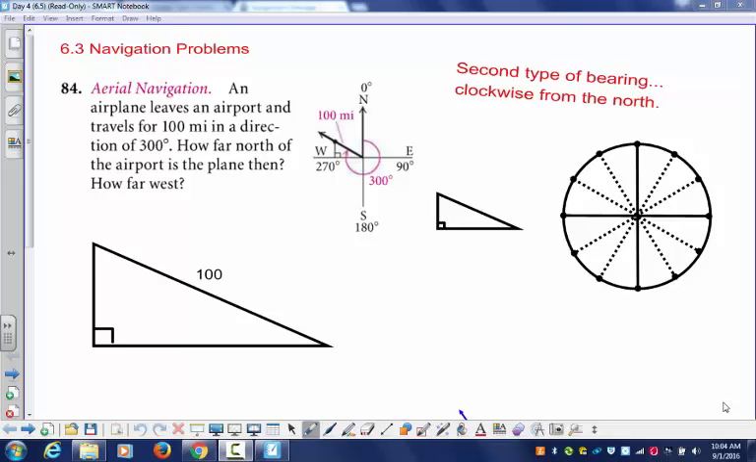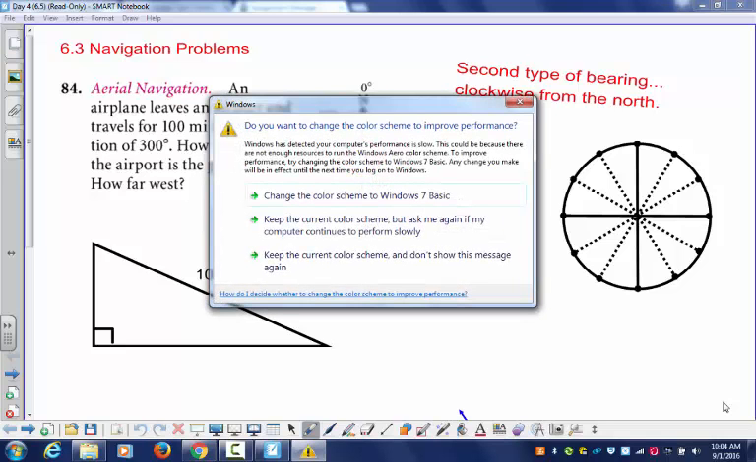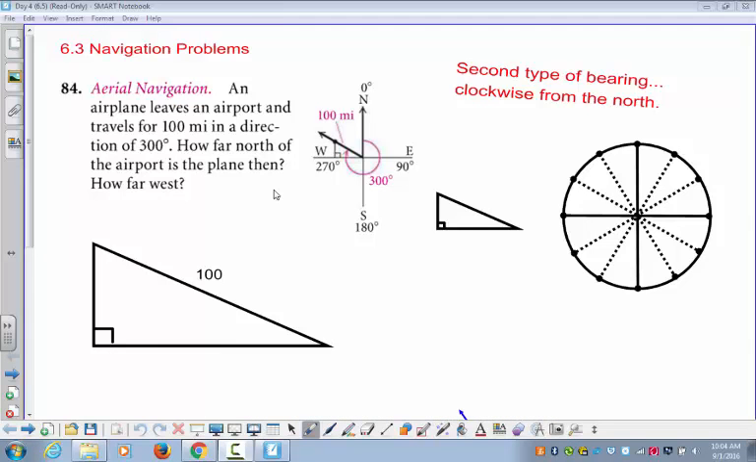So the only time we don't rotate counterclockwise from the positive x is if we're dealing with a navigation type of problem. And it will be obvious when we're dealing with one of those problems. So typically you'll see this type of bearing, south, north, and then east or west from there. With boat navigation, typically you'll see this type of navigation where we go from the North Pole clockwise. With aerial navigation, this says that an airplane leaves an airport and travels 100 miles in a direction of 300 degrees.